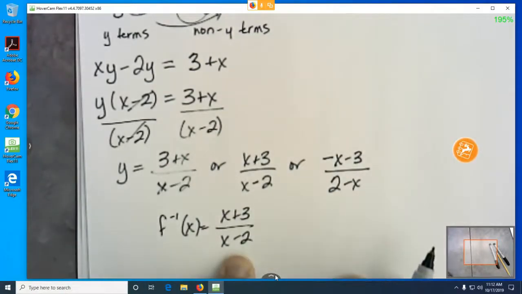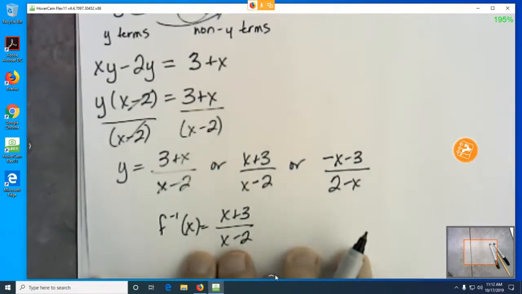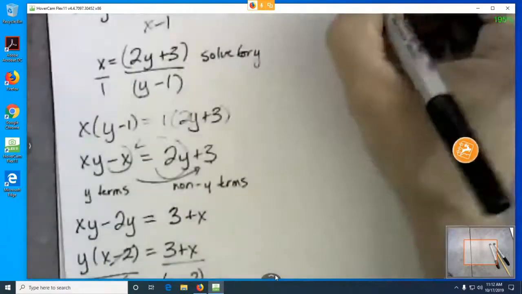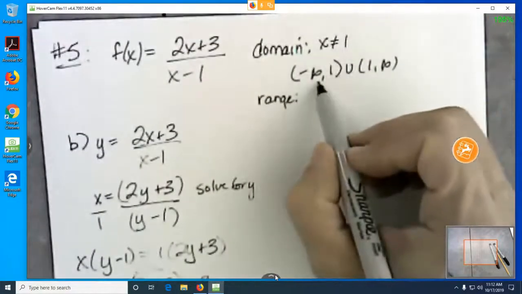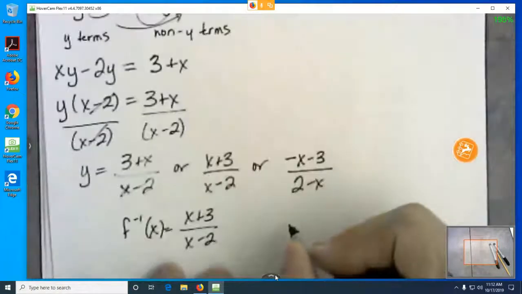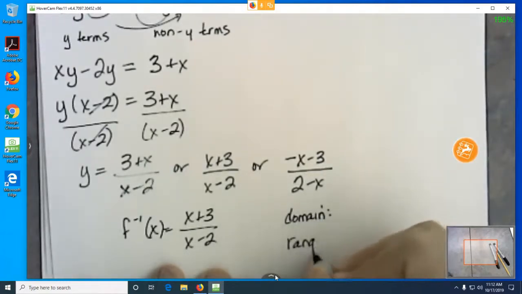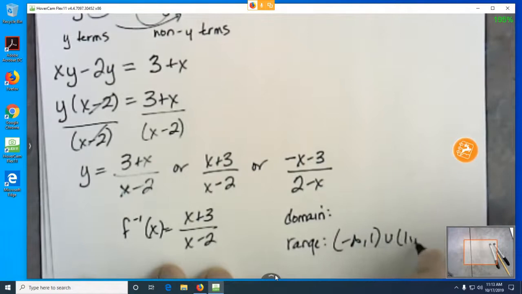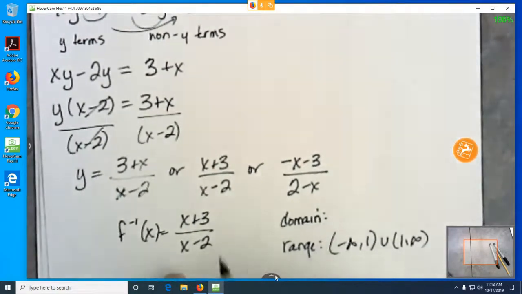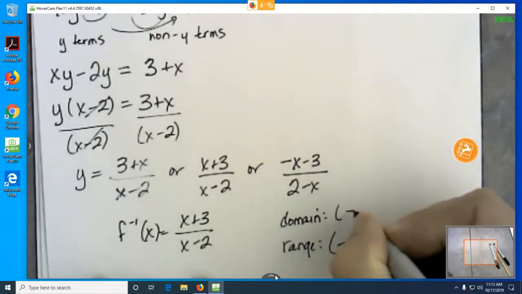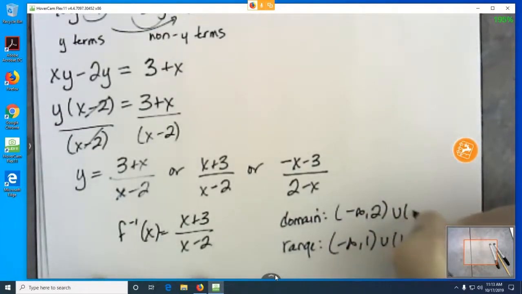Okay, now that we've got that, it's asking us to find the domain and the range of this one. We already know what the range would be because we found the domain of the original function up here. Remember, we switched the domains and the ranges. So for this one, we can already fill in the range without having to do any work. And now we can look at this one and find the domain. For this, we'd have to leave out 2 because that would make the denominator 0. So our domain for this is going to be -infinity to 2 and 2 to infinity.